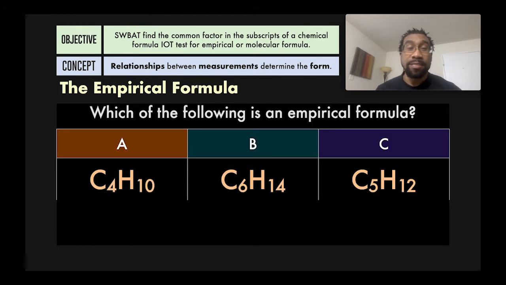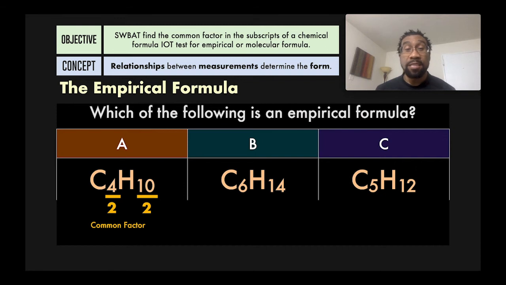So let's get some practice in. Which of the following is an empirical formula? Is it going to be C4H10, C6H14, or C5H12? So let's go through these one at a time so that you can follow my example, okay? If we examine C4H10 first, we're going to try to divide all of these by a common factor of 2. Okay, we can do that. And so because it has a common factor, both numbers 4 and 10 are divisible by 2. C4H10 cannot be empirical. It's not reduced already, okay?